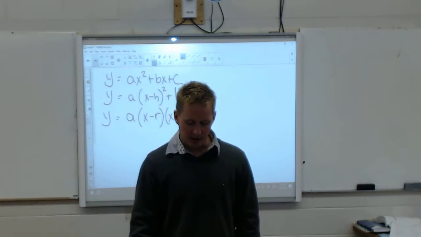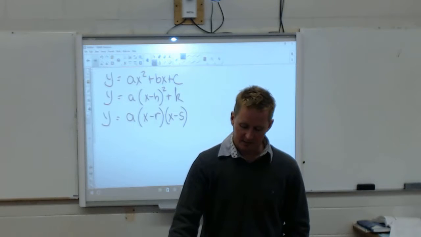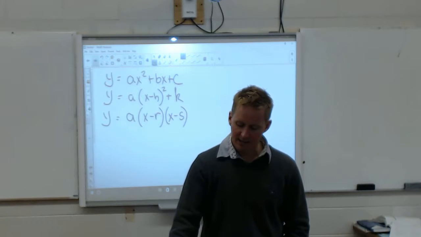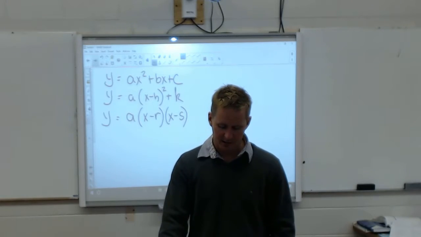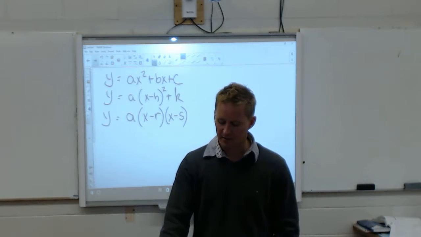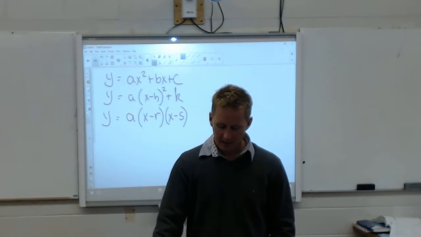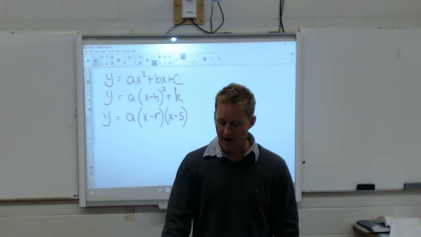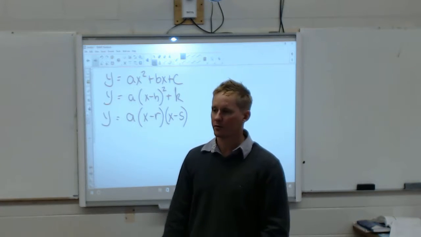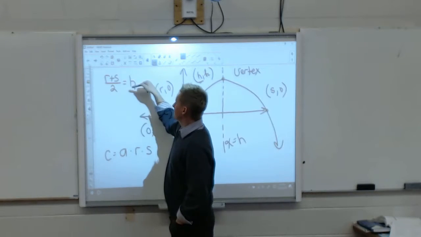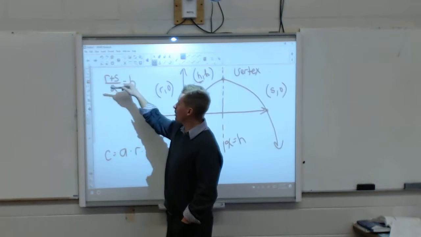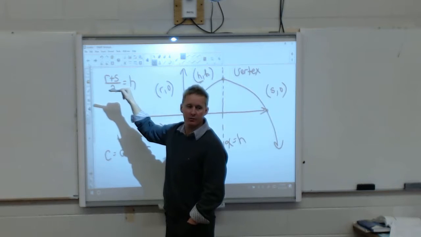The zeros of the function are x equals r and x equals s, because when x equals r, the factor x minus r equals 0, and similarly, when x equals s, the factor x minus s equals 0. x equals r and x equals s are the x-intercepts of the corresponding parabola. The axis of symmetry is given by x equals (r plus s) over 2. So I wrote it over here as finding h, but it is also the equation of the axis of symmetry.